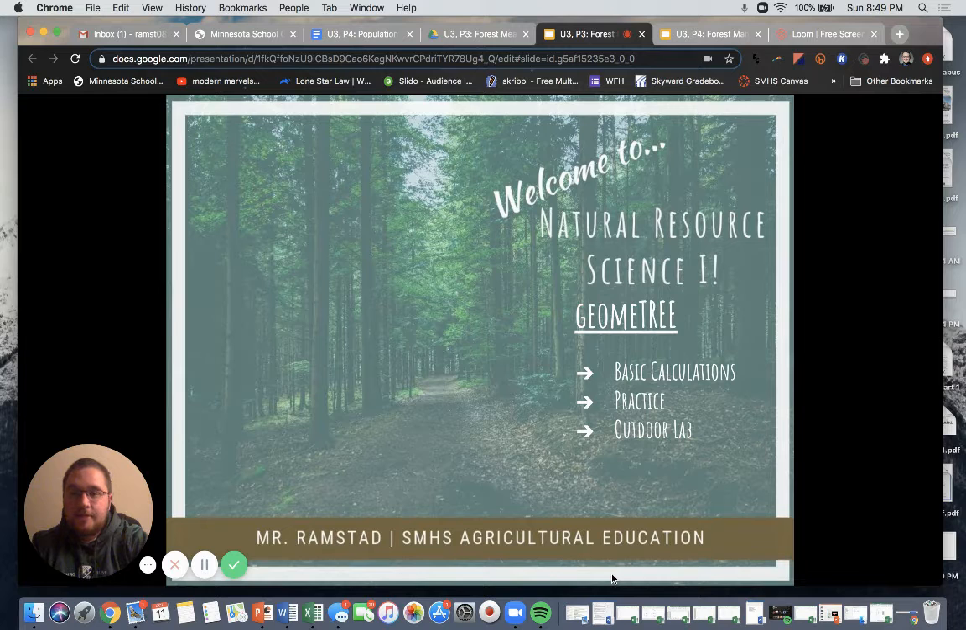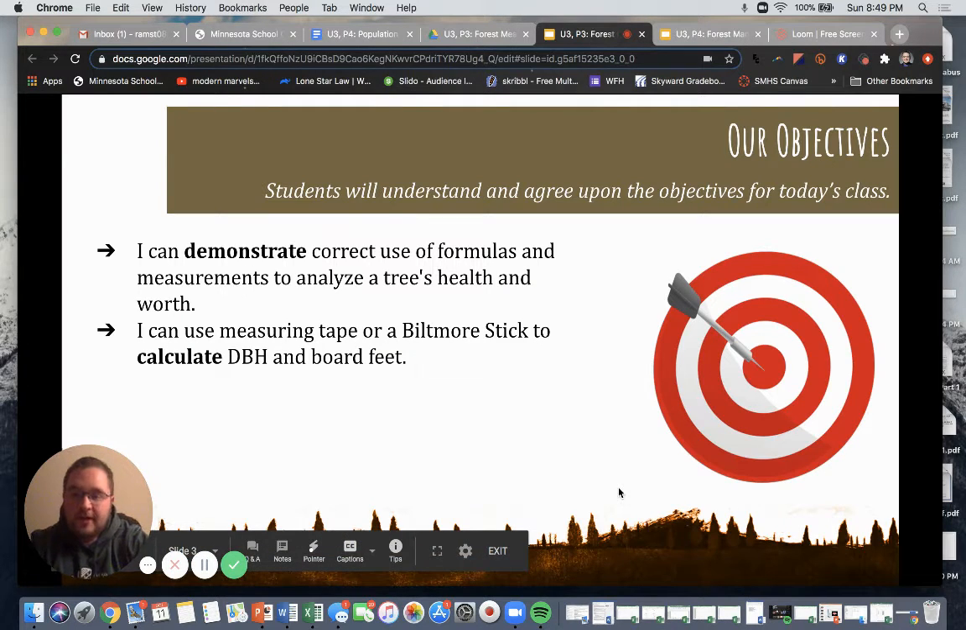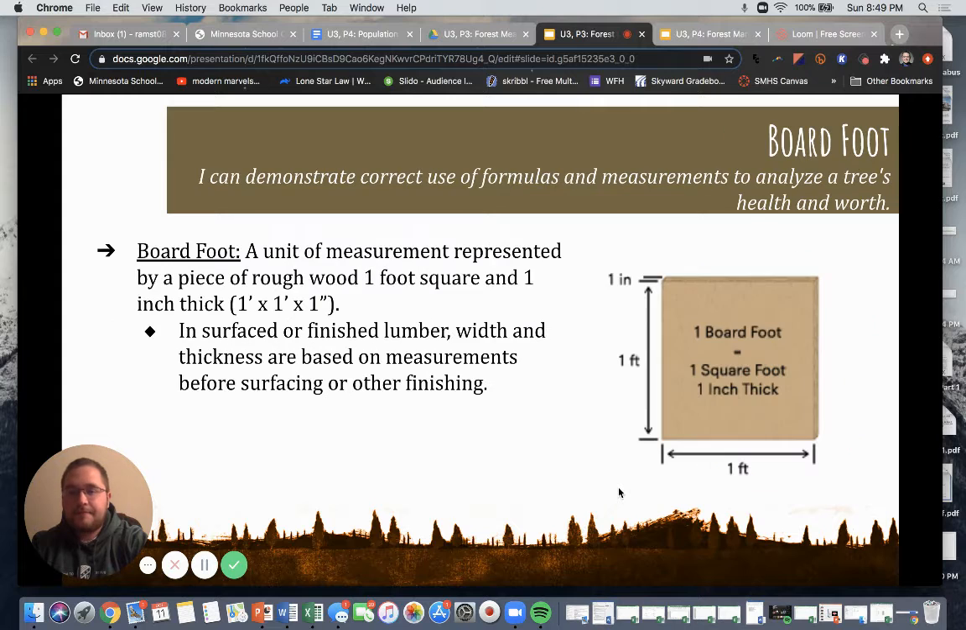So we're going to do some practice and some activities with that to figure out how big and how much trees are worth. Okay, so a couple of learning targets for us. We'll be able to demonstrate correct use of formulas and measurements to analyze a tree's health and worth, and we'll be able to use a measuring tape or a Biltmore stick to calculate DBH and board feet, and we'll talk about what those mean a little bit later.